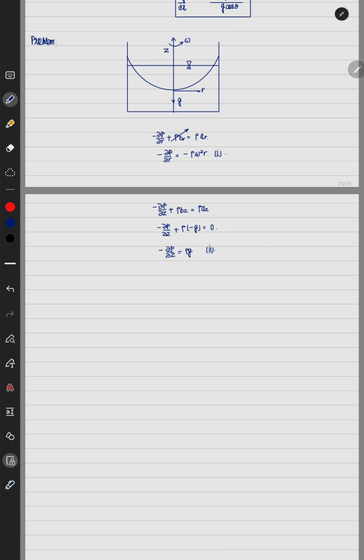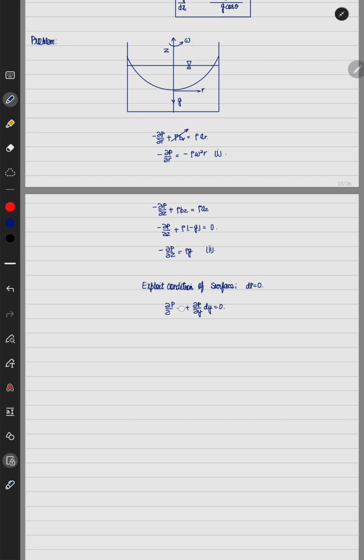Now I can exploit the condition of surface, that is given by dp is equal to 0, or del p by del x into dx plus del p by del y into dy is equal to 0.